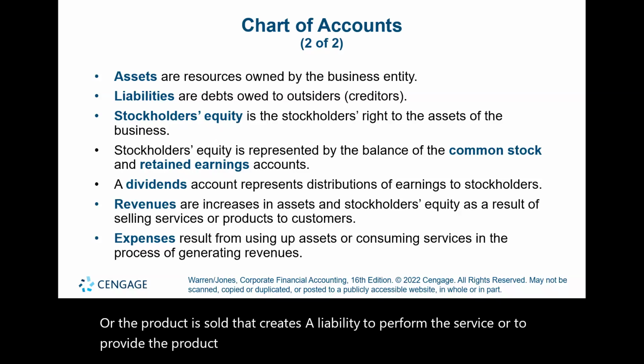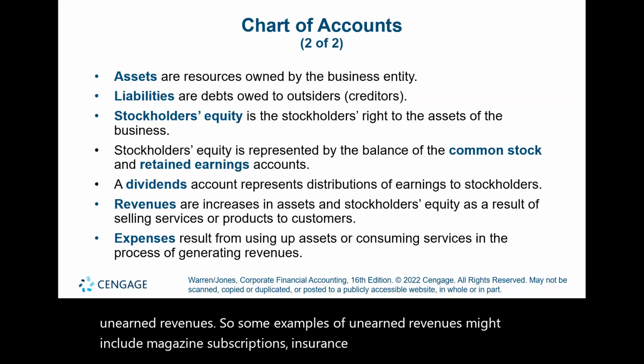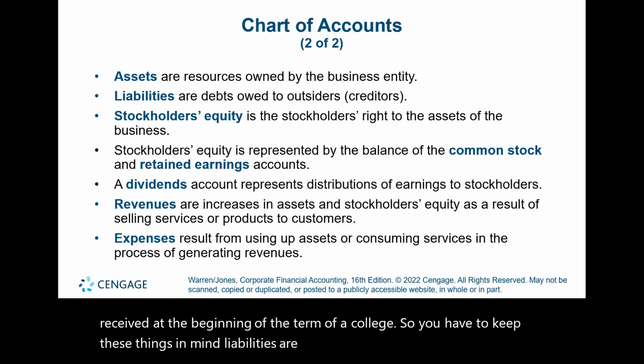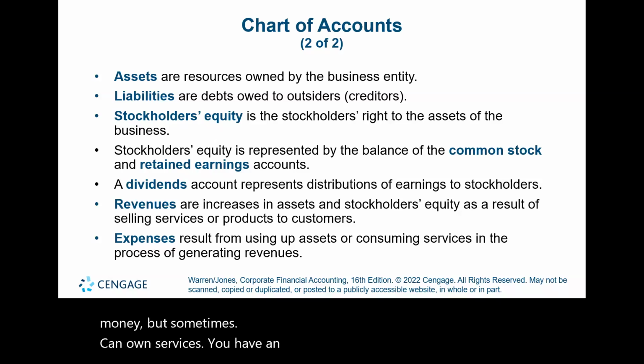These future service commitments are called unearned revenues. Some examples of unearned revenues might include magazine subscriptions, insurance that's paid in advance, and tuition received at the beginning of the term of a college. So you have to keep these things in mind. Liabilities are not just debt owed in the form of money, but sometimes you can owe services. You have an obligation to perform a service or to provide a product.